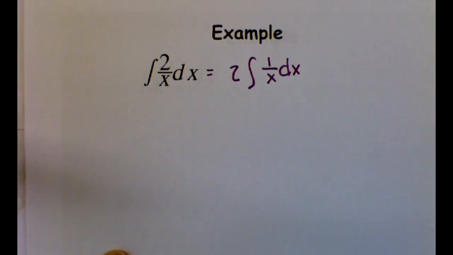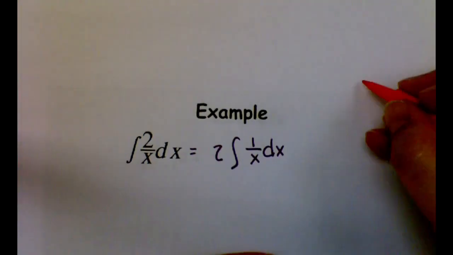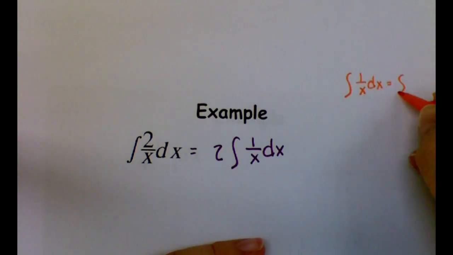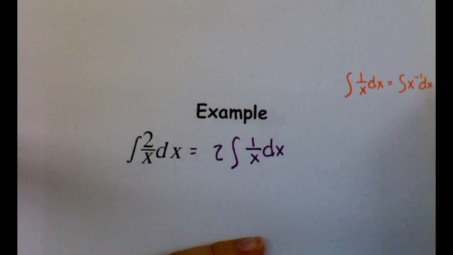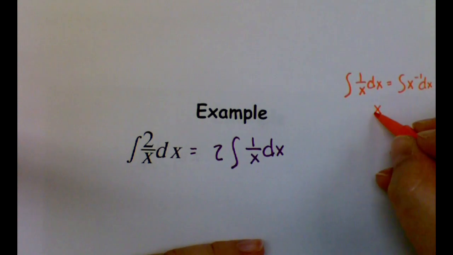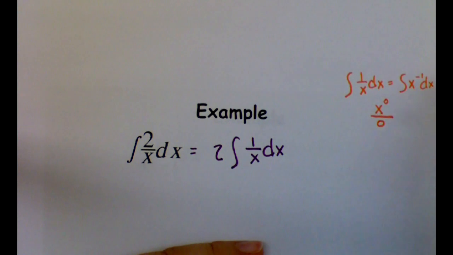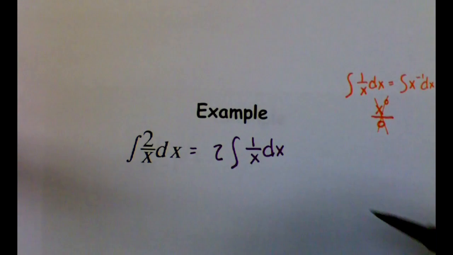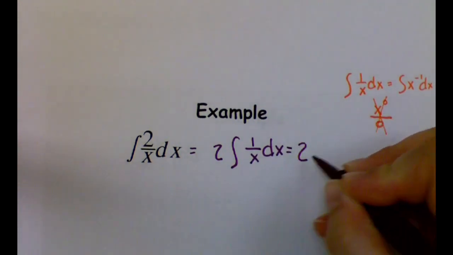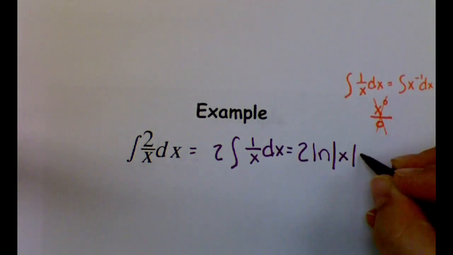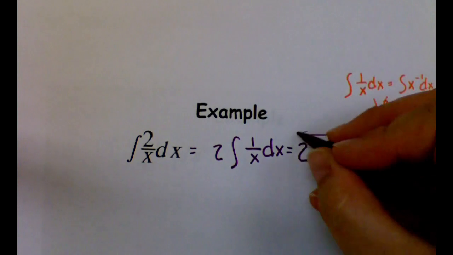Now, the reason we can't use the power rule, let's just take a little side note over here. If I did just the basic power rule, I would rewrite this as x to the negative first power dx. Well, I would add 1 to my power, making it 0, and divide by the new power, which is 0. Can't do that. So, it's important to remember this rule. 2 times the natural log of the absolute value of x plus c. There's our answer.